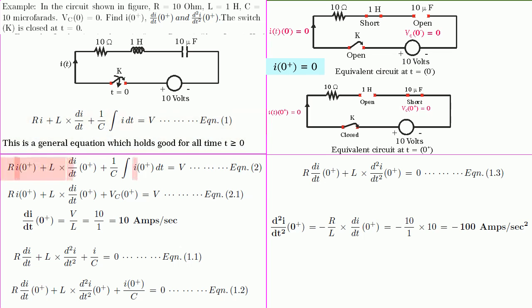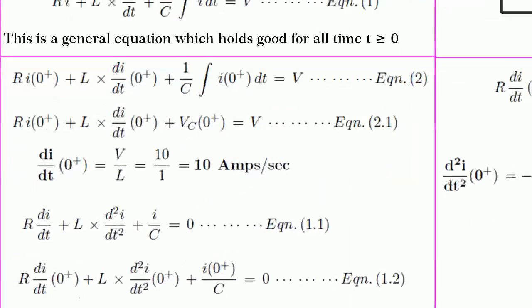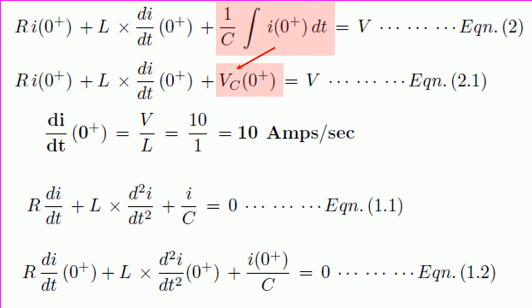Hence, by putting t equal to 0 plus in all the terms, we get equation 2. But we know 1 upon C into the integral of i(0+) dt is nothing but Vc(0+), and Vc(0+) is equal to 0. Also we know i(0+) is 0.